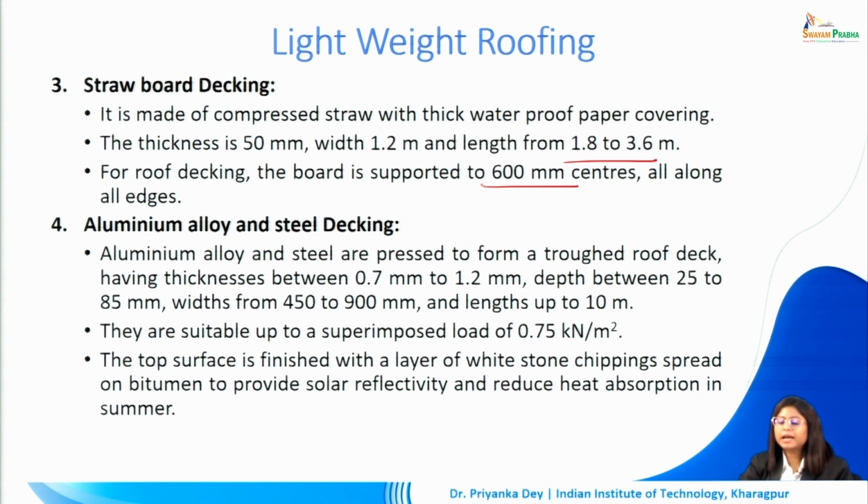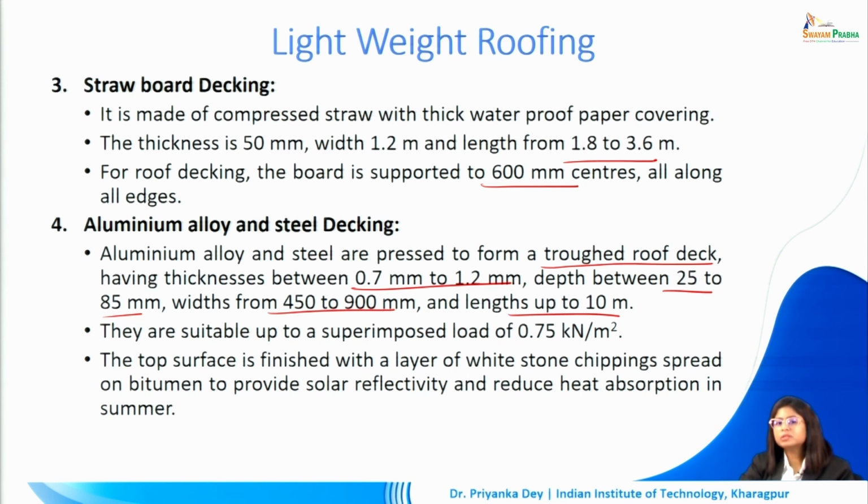Now, the aluminium alloy and steel decking. In this case, the aluminium alloy and steel are pressed to form a troughed roof deck. The thickness may vary from 0.7 to 1.2 mm. The depth can vary from 25 to 85 mm. Widths between 450 to 900 mm and length a maximum up to 10 meters. Now, they are suitable up to a superimposed load of 0.75 kilonewton per meter square.